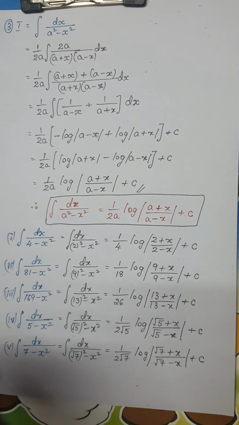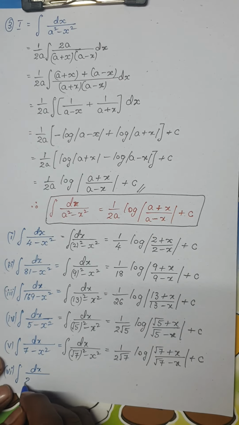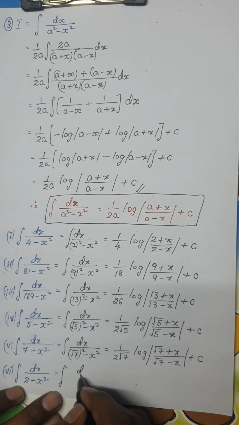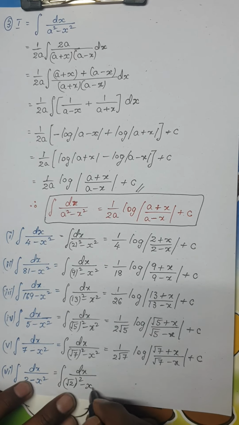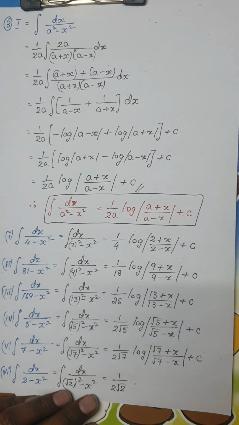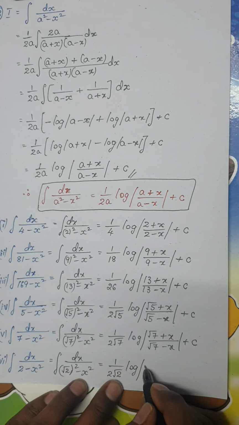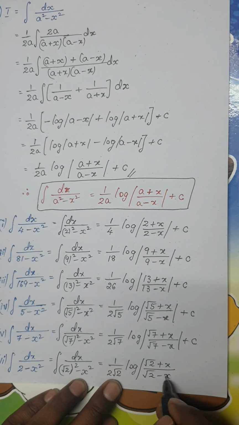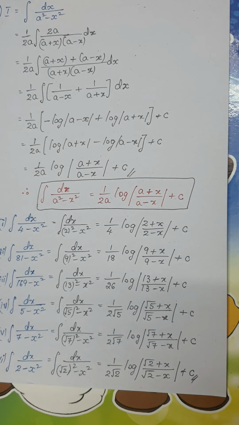Okay, let us consider one last question of this type. Say they give you just dx divided by 2 minus x square. This also can be written as the integral of dx divided by root 2 square minus x square. So this is nothing but 1 divided by 2 times a, that is 1 divided by 2 root 2, into log of mod a, where a is root 2, so it is root 2 plus x divided by root 2 minus x with the modulus sign plus c, which is the constant of integration.